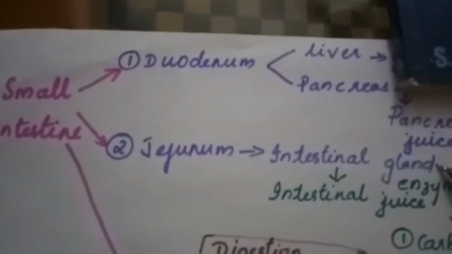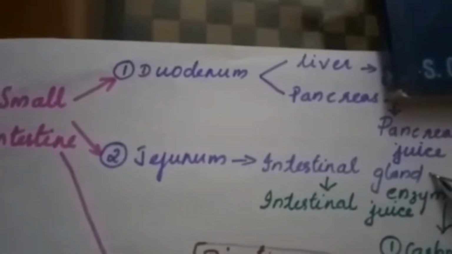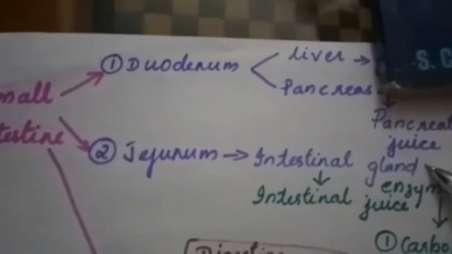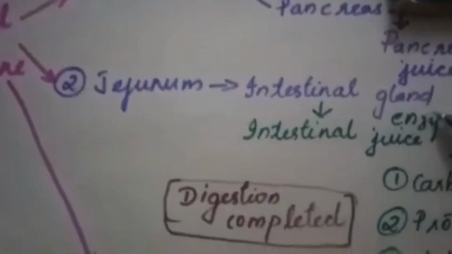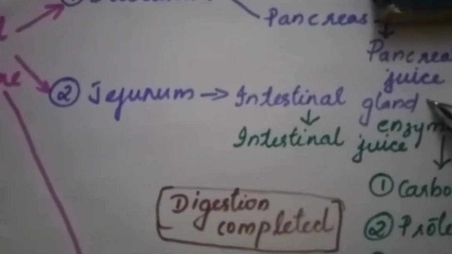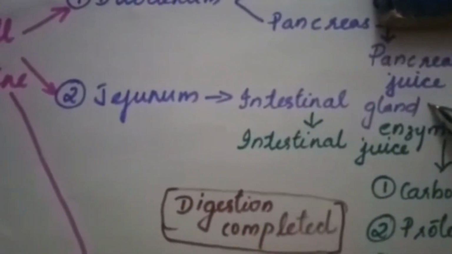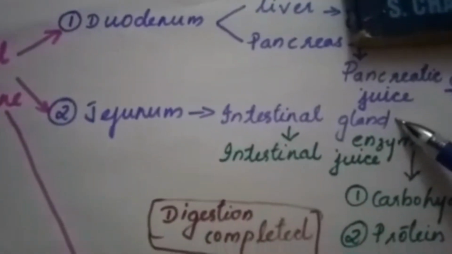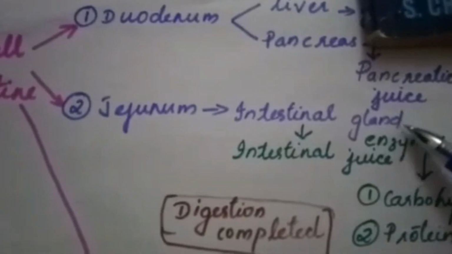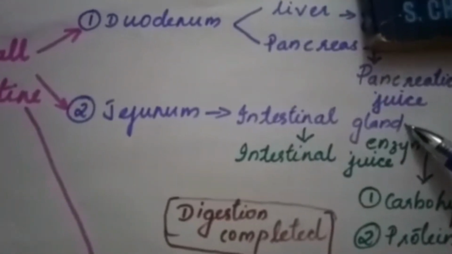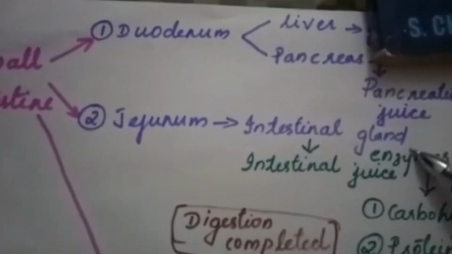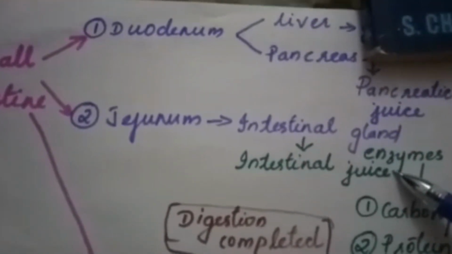In the jejunum, to help in digestion, there are intestinal glands. The intestinal gland is not a separate gland. It is found attached to the wall of the small intestine. We have studied the gastric glands in the stomach, on the wall of the stomach. Like that, the intestinal gland is on the wall of the small intestine, and it produces the digestive juice, intestinal juice.